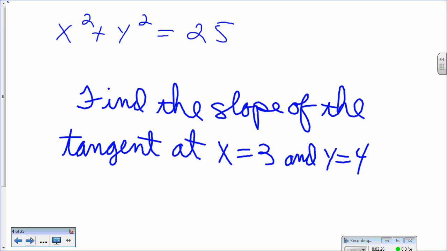Well, so here's what we're going to do. We're going to find the slope of a tangent line at the point (3, 4). Well, first of all, let's make sure (3, 4) is on the graph. When I plug it in, 3 squared is, what is 3 squared? 9, and 4 squared is 16, and 9 plus 16 is 25. Yay.